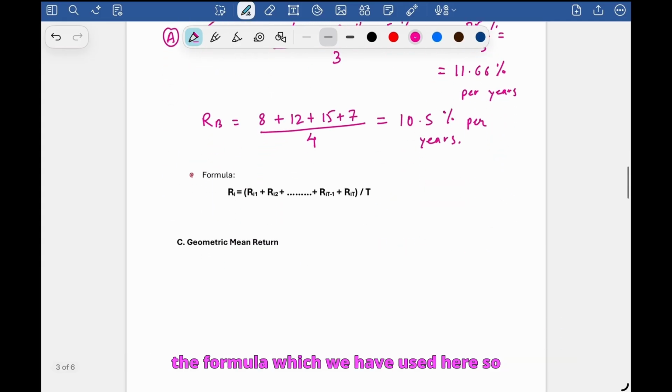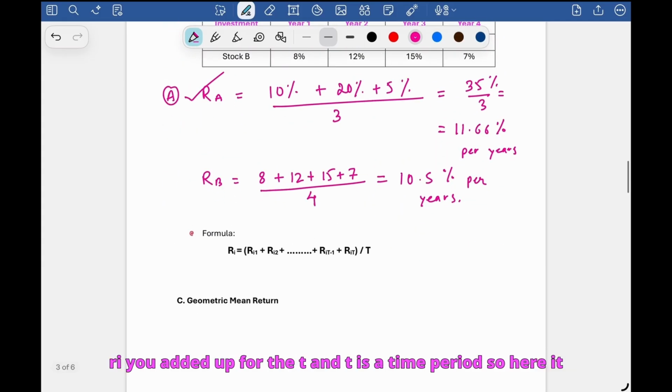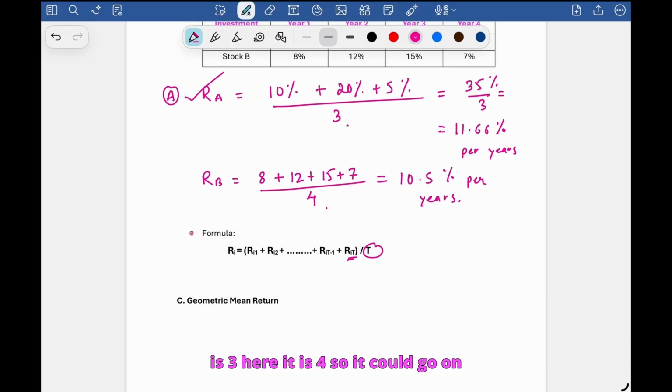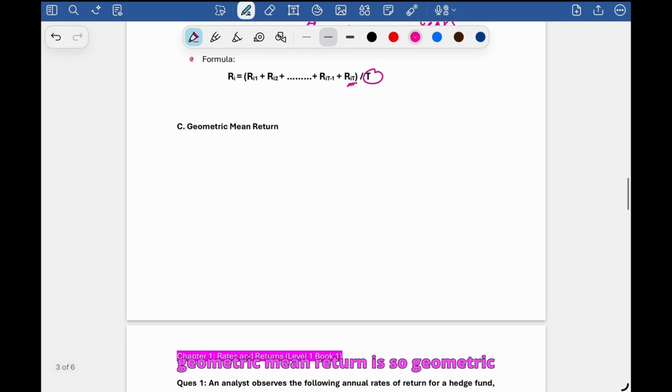So this is the formula which we have used here. So Ri, you added up till t, and t is the time period. So here it is 3, here it is 4. So it could go on like that. So this is arithmetic return. Now let's see what geometric mean return is.